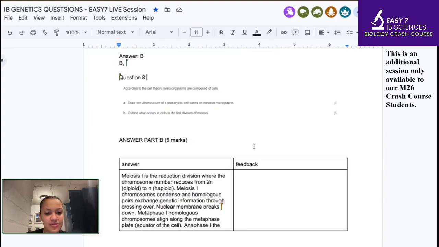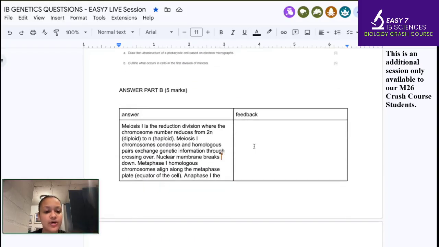So according to cell theory, living organisms are composed of cells, and I wanted you guys to talk about question B. Outline what occurs in cells in the first division of meiosis. We answered an 8-mark question on mitosis and cytokinesis. Now we're going to answer this 5-mark question on meiosis. So let's have a look at your answers.